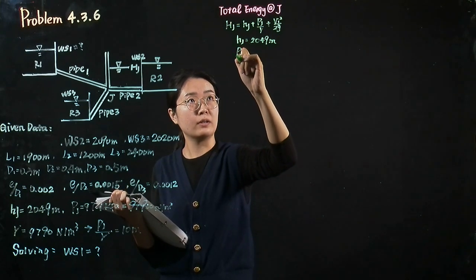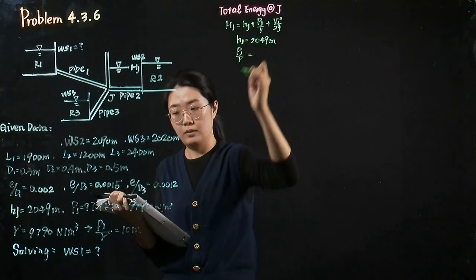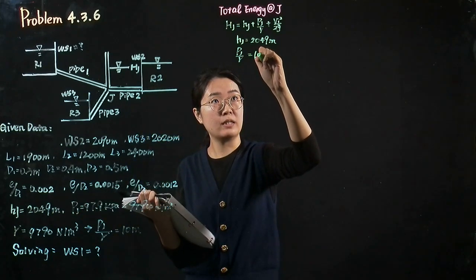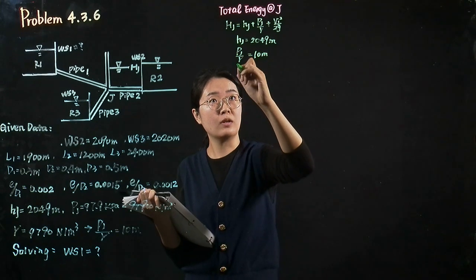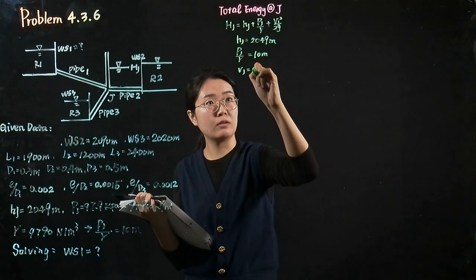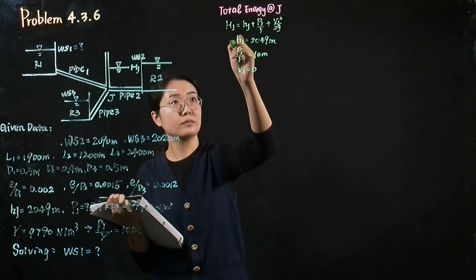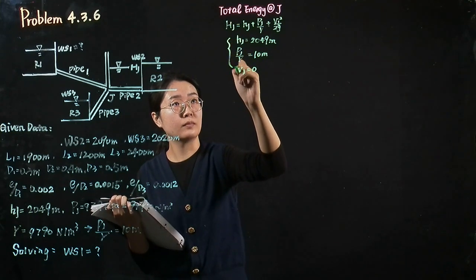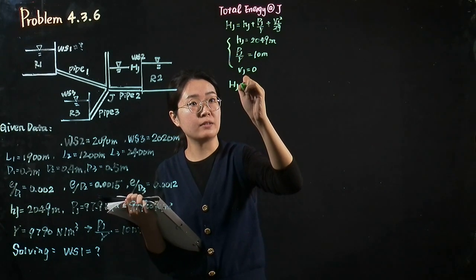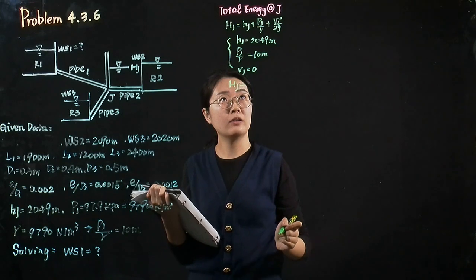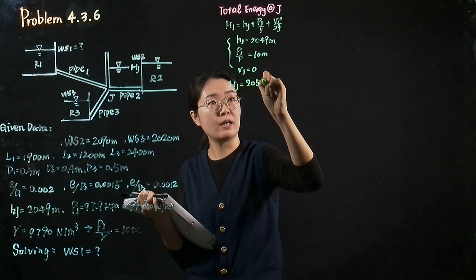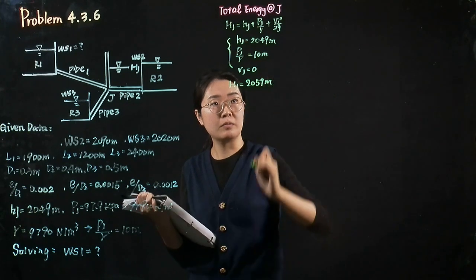The pressure head, we calculated here, equals to 10 meter. We assume the velocity equals to 0. Then we can get the total energy at point J, it equals to 2059 meter.